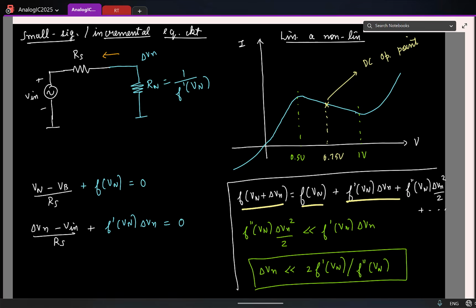Remember that the limit on delta Vn depends on the nonlinear properties of the device and the operating point also. So tomorrow if I give you a nonlinear device and I don't give you any other information and I ask you if 1 millivolt is a small signal or not, what should be your response? You need to give me more information on the device, because for some devices 1 millivolt might not be a small signal, whereas for some other devices even 100 millivolt might be a small signal. It all depends on the particular characteristic and the operating point at which the device is operating. Is that clear?